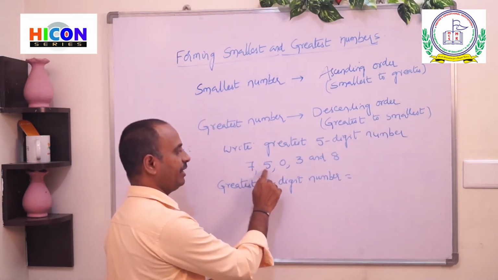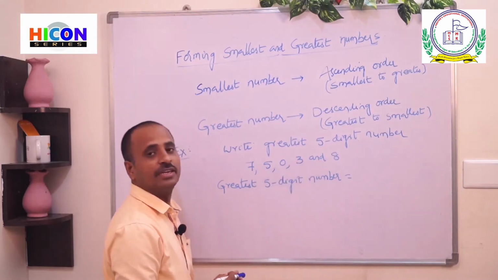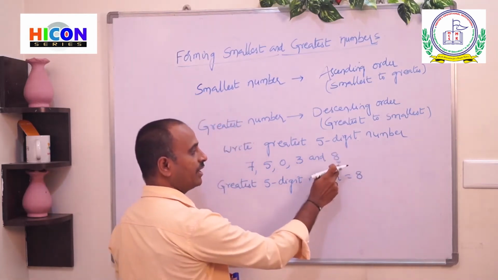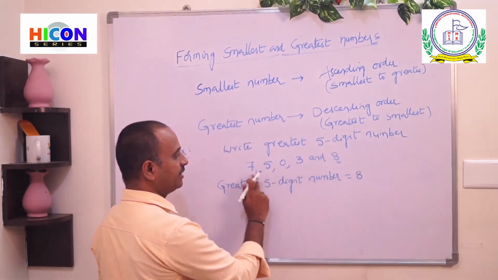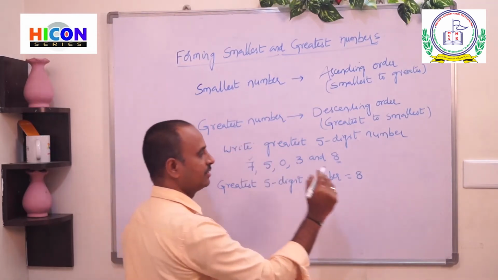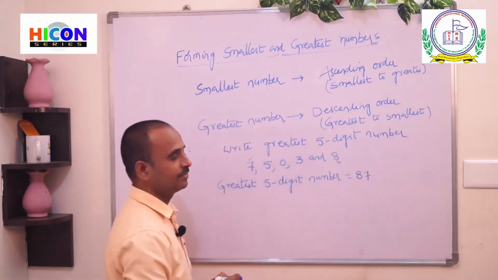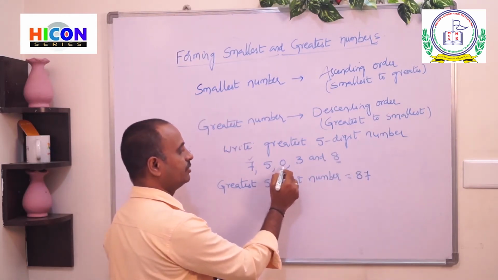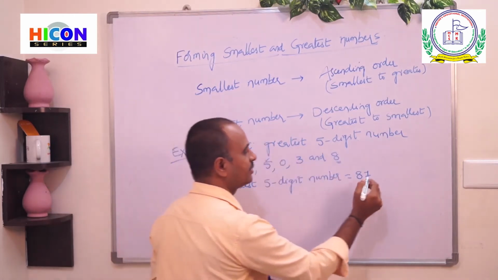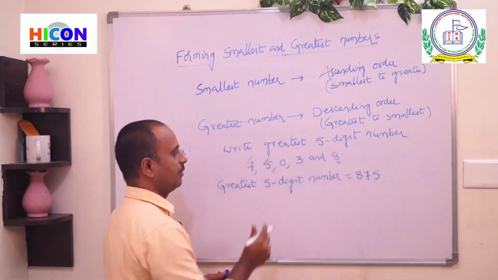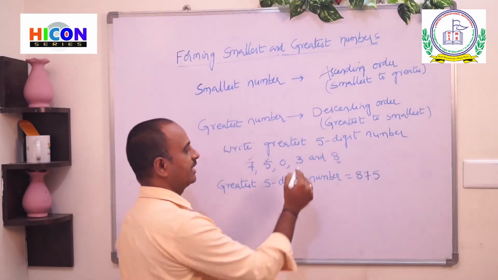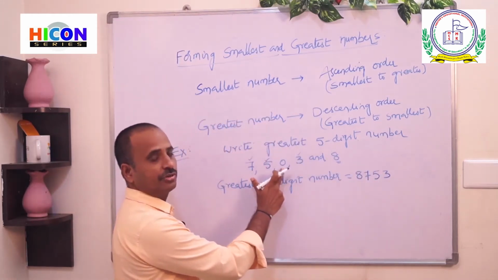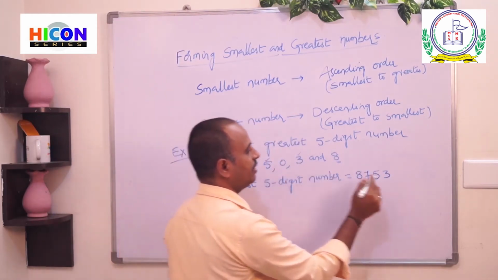So among 7, 5, 0, 3 and 8, which one is the greatest? Here 8 is the greatest, so write 8 first. After 8, which one is the greatest among these 4? 7 is the greatest, so write 7 after 8. After 7, among 5, 0 or 3, 5 is the greatest, so write 5 here. Among 0 and 3, which one is the greatest? 3 is the greatest, so write 3, and the remaining digit 0 goes last.